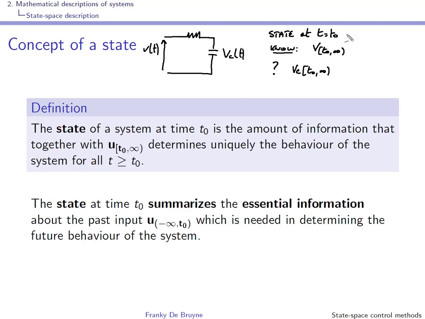And it's kind of obvious here that we need to know the voltage on the capacitor at time t equal to t0. So the state of the RC system is simply the voltage on the capacitor.